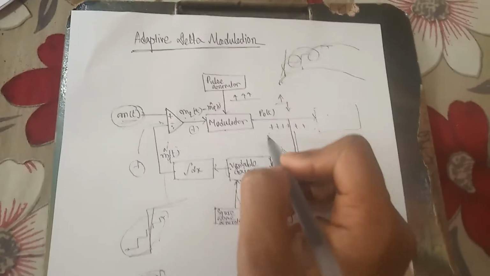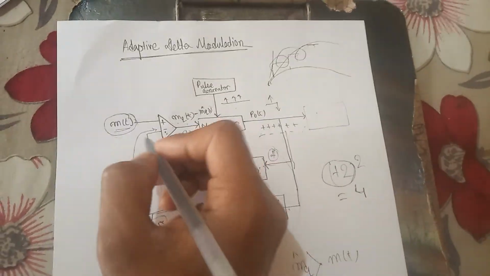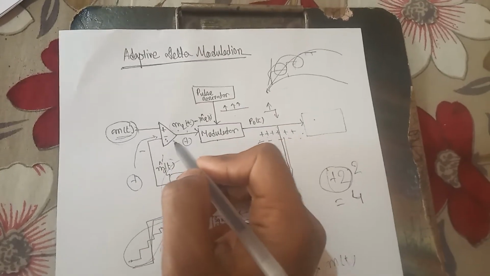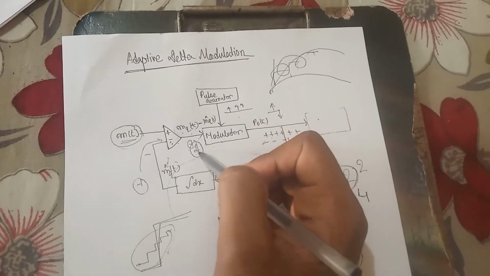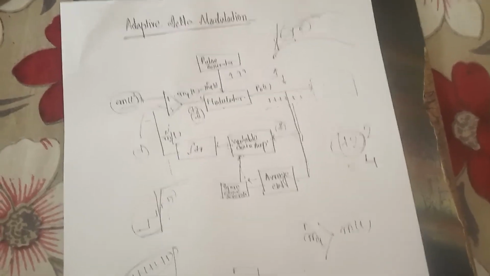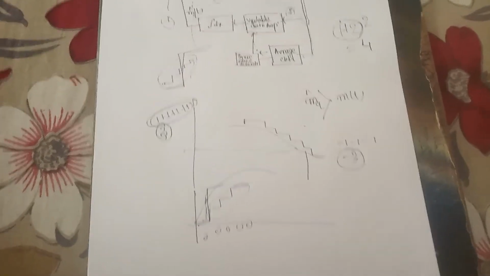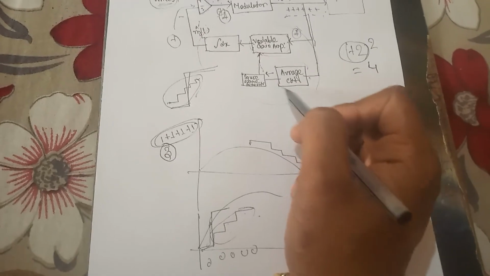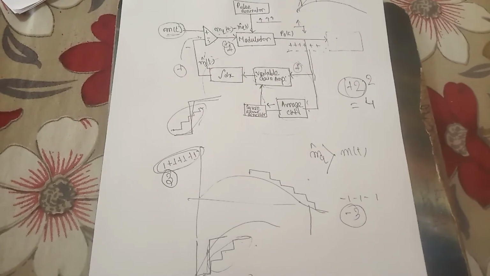Similarly, if the values come negative, negative, negative, it gets a more negative value, and here it also comes more negative. More negative means it inverts, so here we get a positive value, which will be more positive. So instead of minus 1, minus 1, minus 1, it takes minus 3 at the same time. In this way it reduces the slope overload distortion. At the same time, because there is an average circuit and an integrator circuit, it similarly also reduces the granular noise.